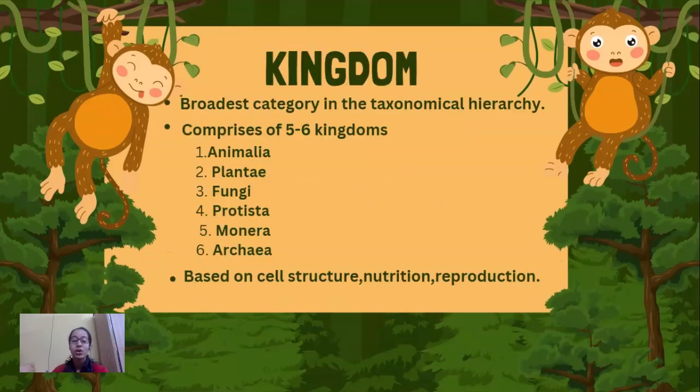The largest and the broadest group is the kingdom. All living things fit into these 5 to 6 kingdoms. They are Animalia, Plantae, Fungi, Protista, Monera, and sometimes Archaea. This level is based on basic cell structure, how organisms get food, and how they reproduce.